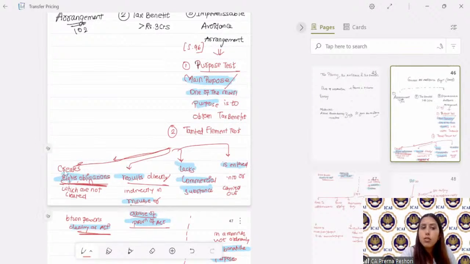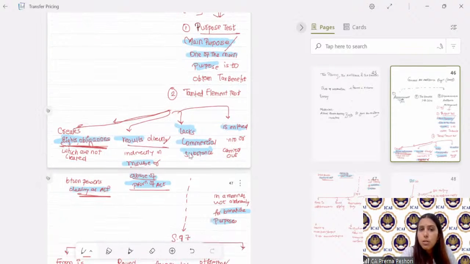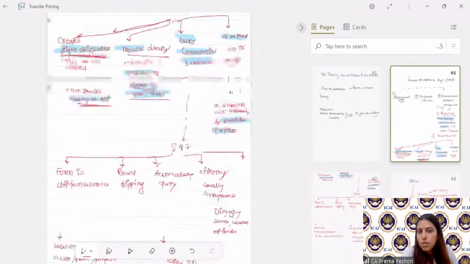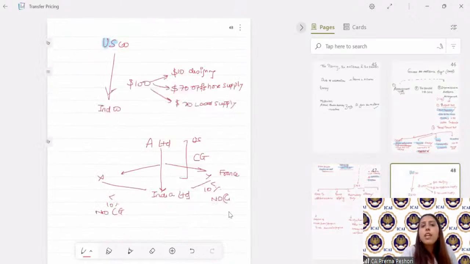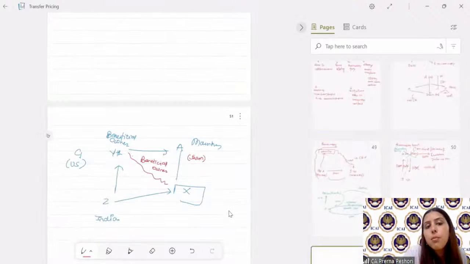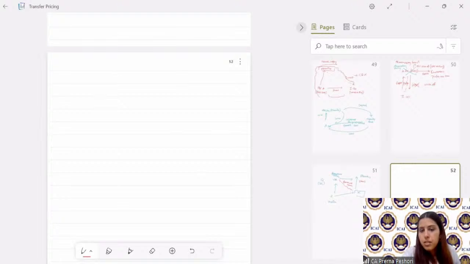First was creating rights or obligations which are not created at arm's length price, results in abuse or misuse of provision of the Act, lacks commercial substance, and the final one is entered without any bona fide purpose, which is very clear. Now, what if the arrangement is an impermissible avoidance arrangement? What happens? If the arrangement is an impermissible avoidance arrangement, then the GAR will be applicable, as I said, if the main purpose is to obtain the tax benefit.